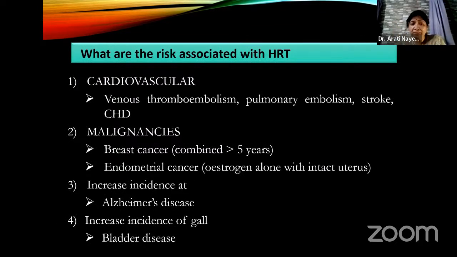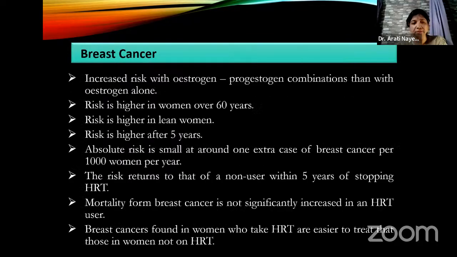The important risk is cardiovascular: venous thromboembolism, pulmonary embolism, stroke, and coronary heart disease. Then malignancy: breast cancer, when combined estrogen and progesterone preparations are used for more than 5 years, and endometrial cancer risk is increased when estrogen alone is used for HRT. The endometrial cancer risk is very high. Other risks associated with HRT are Alzheimer's disease and gallbladder disease.